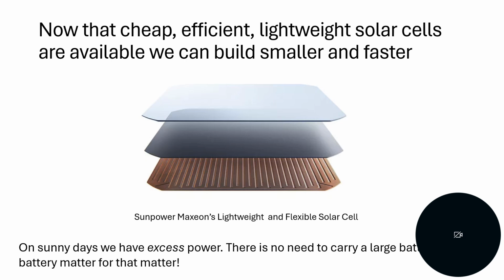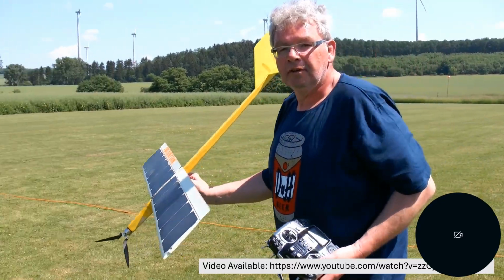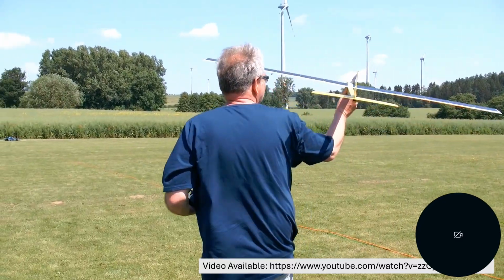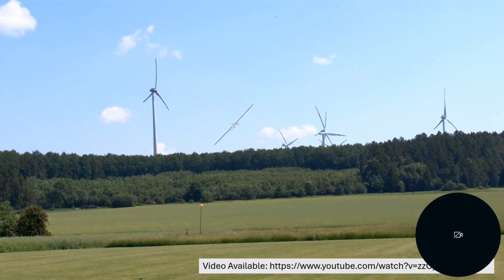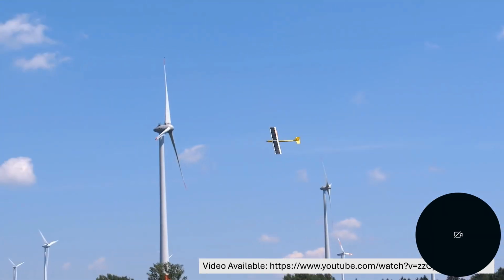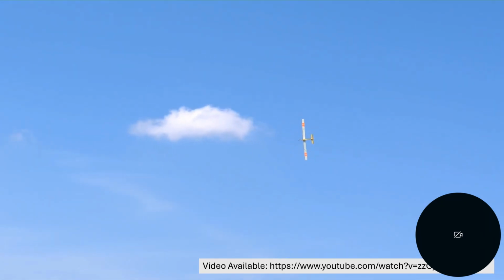On sunny days, we even have excess power, and there's no need to carry such a large battery or any battery for that matter. Here's an example of a batteryless solar-powered plane. As you can see, it has plenty of power, and it's quite acrobatic and maneuverable.